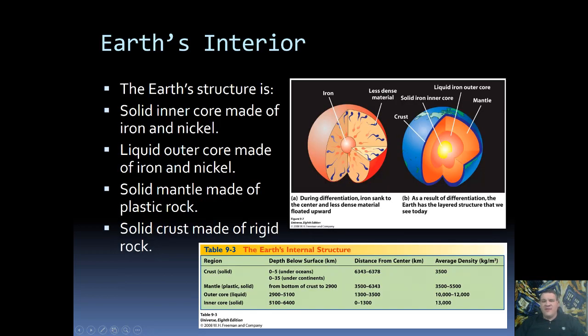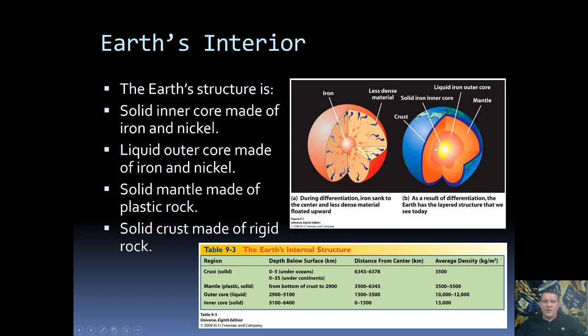So putting together everything that we've talked about so far with composition and structure, we think we have a pretty good idea of the structure of the interior of the Earth. Starting at the very center, we have the core. Now the core is made up of iron and nickel, and it's separated into two distinct layers.